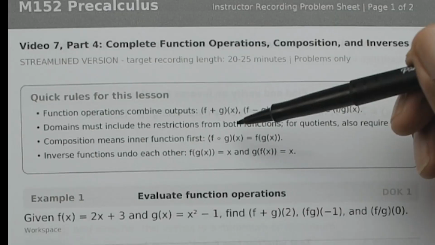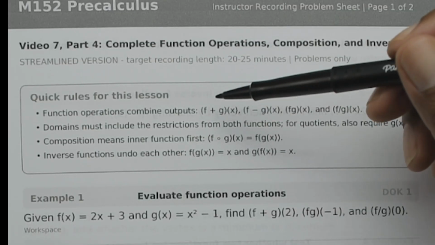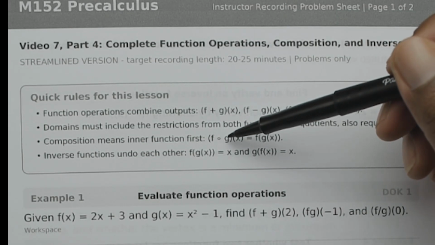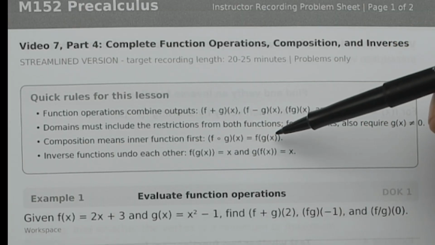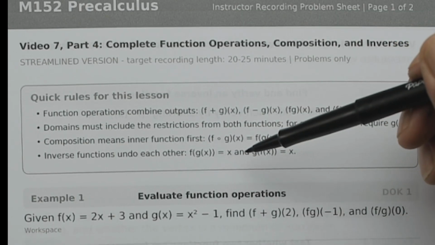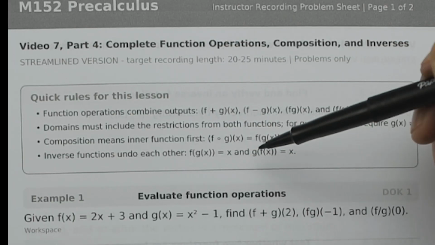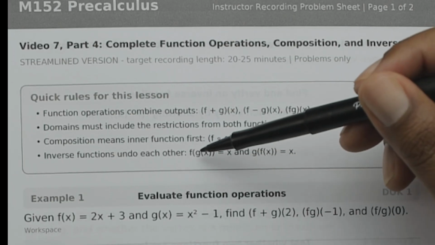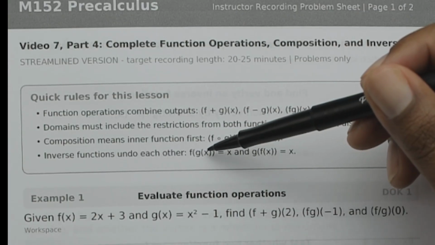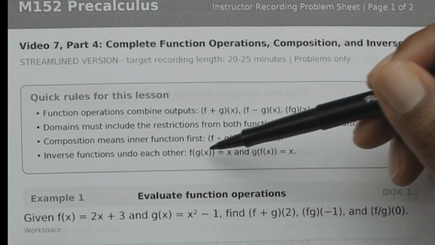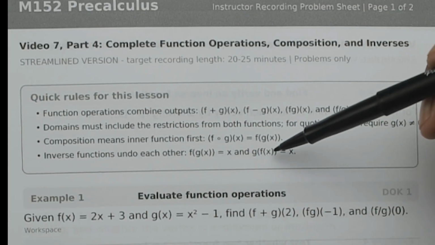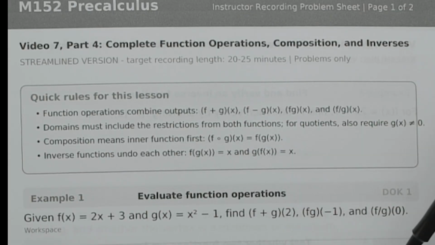And then in composition, composition means the inner function goes first. So this function goes first, and g goes into f afterwards. Inverse functions undo each other. So in this case, g of x into f is equal to x, and f of x into g is also equal to x.